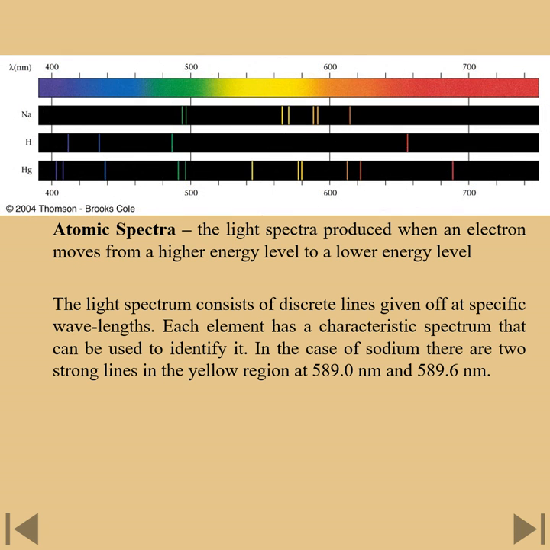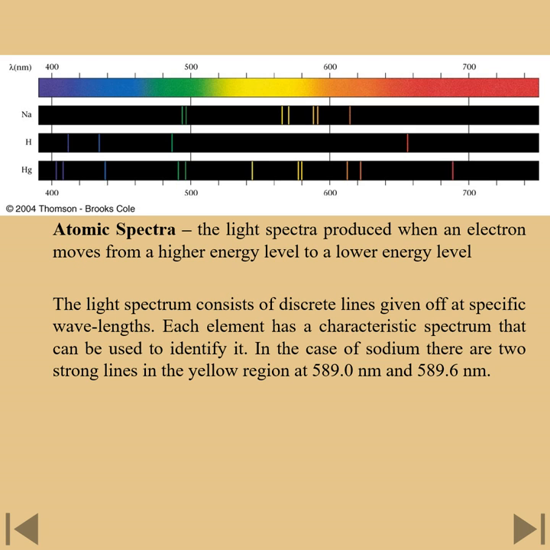So here we see an illustration of the wavelengths of sodium, hydrogen, and mercury, and we see these discrete bands. And these discrete bands are representative of the allowed transitions of electrons, where they're going from a higher energy state to a lower energy state. And so these bands represent the energy difference between two allowed states.